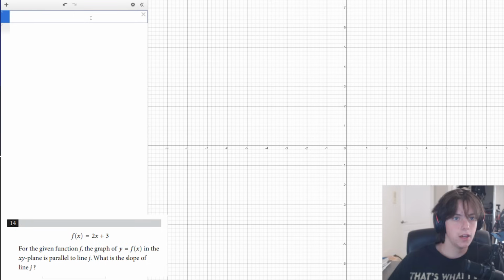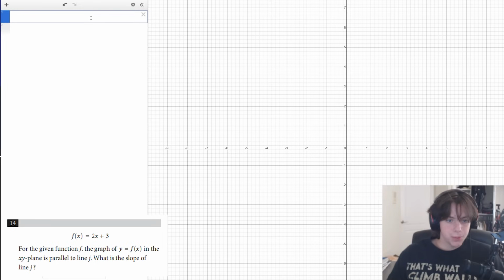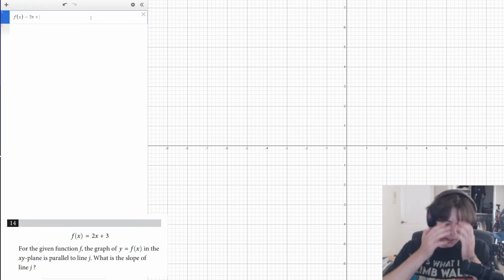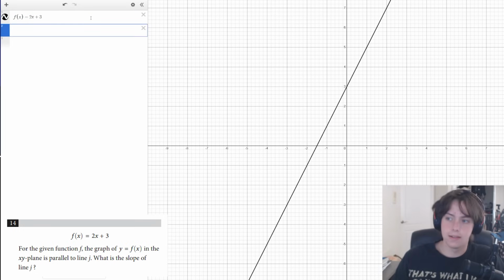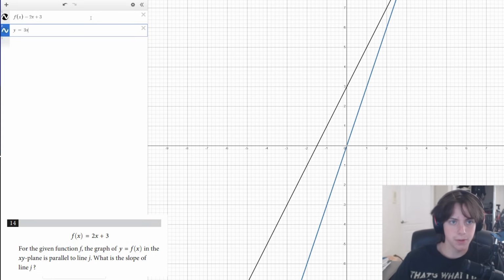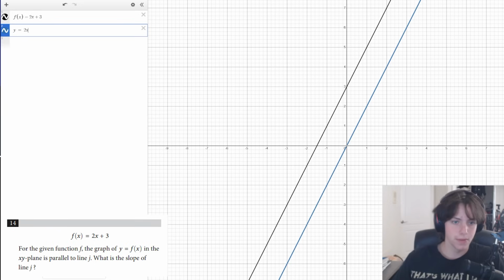Question number 14. For the given function f, the graph of y equals f of x in the xy plane is parallel to line j. What is the slope of line j? So f of x is 2x plus 3, and we know that the thing about parallel lines is their slopes are the same. If you don't know this, though, you can kind of just play around with it. Y equals 2x, y equals 3x, and we see that the only one that works is 2x. And obviously, like I said, the slopes are the same. So 2 would be our answer.